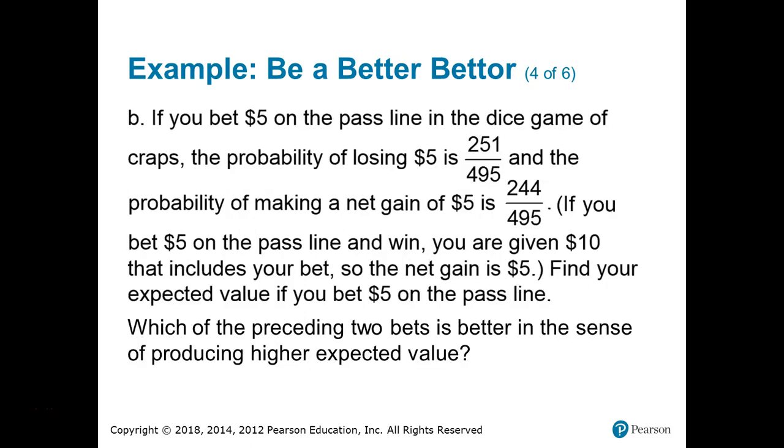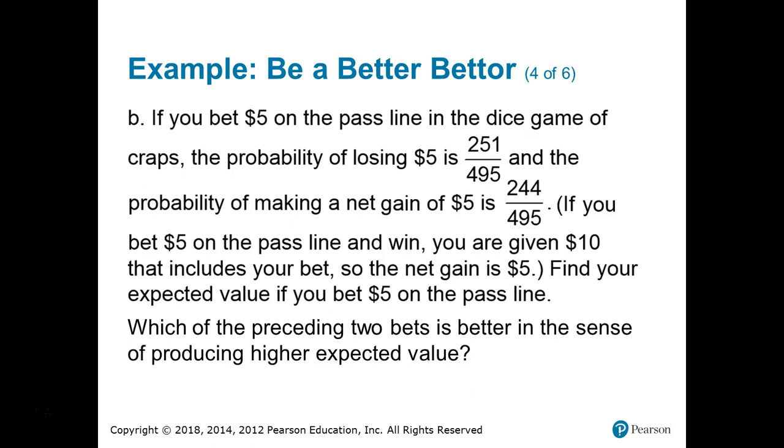So now, we just talked about roulette. Now let's look at craps. If you bet $5 on the pass line in craps, the probability of losing $5 is 251 over 495. And the probability of making a net gain of $5 is 244 over 495.